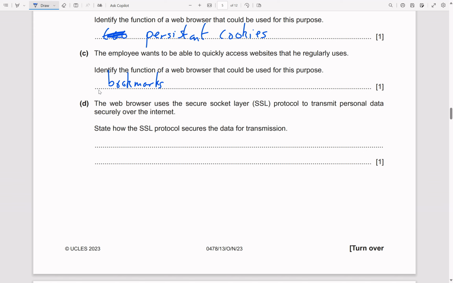The web browser uses the Secure Socket Layer, SSL protocol, to transmit personal data securely over the internet. State how the SSL protocol secures the data for transmission. Here you can just say encryption. Probably again, you want to write this as a sentence. So you would say SSL will encrypt all of the data traffic between the client, which is going to be the WB, web browser, and the web server. And again, just explain that as a full sentence, I would say.